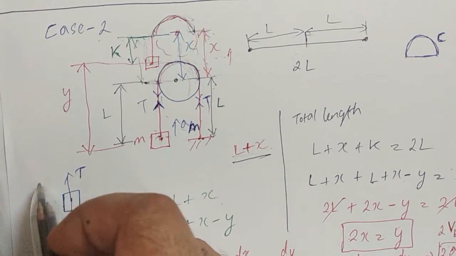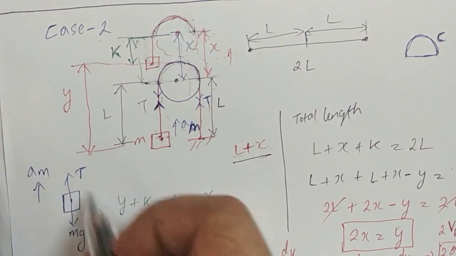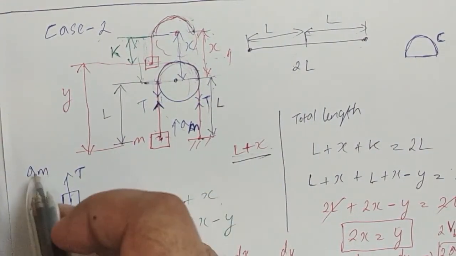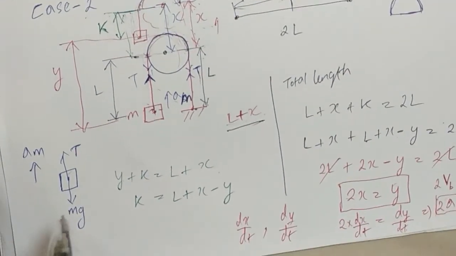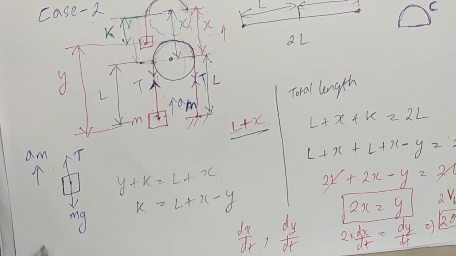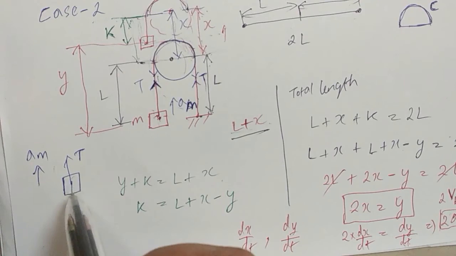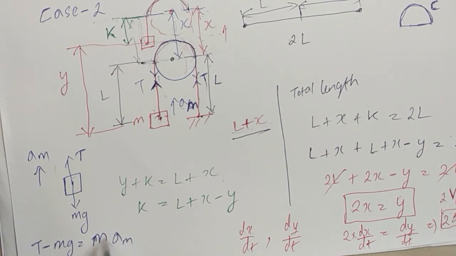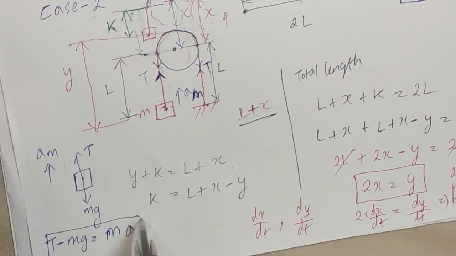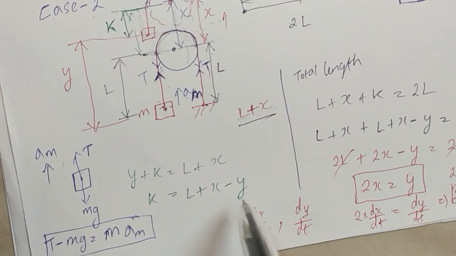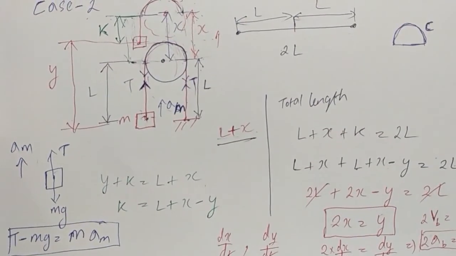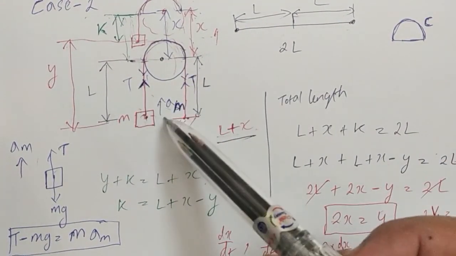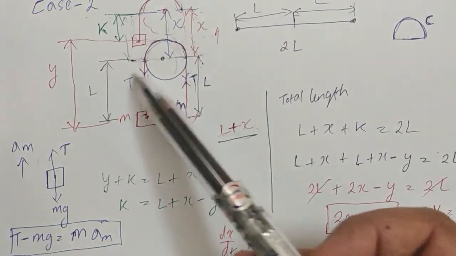Now this is the acceleration of this mass, and we can use again the simple F equal to ma equation to determine the value of tension in this situation. That is, block is moving in this direction, so T minus mg would be equal to m a_m. So if you use this equation, then you can find the value of tension in this case. So in this way we can determine the acceleration of the block as well as the tension in the strings.